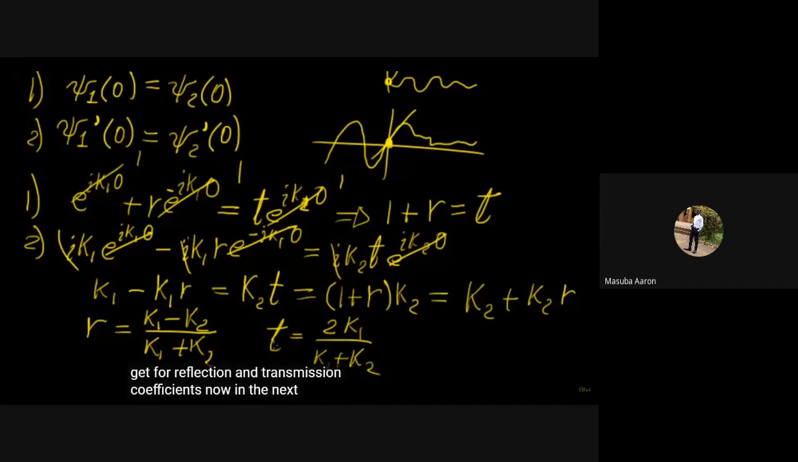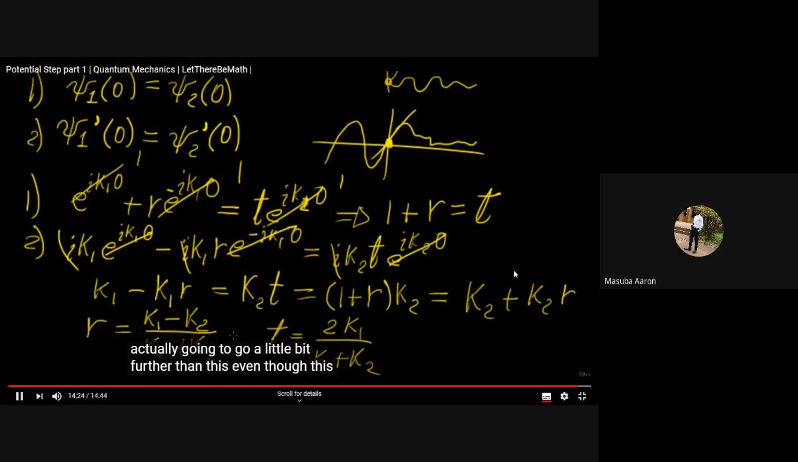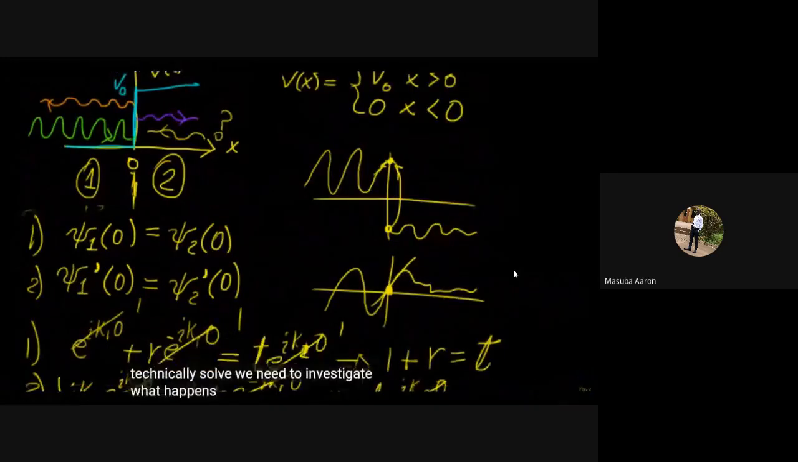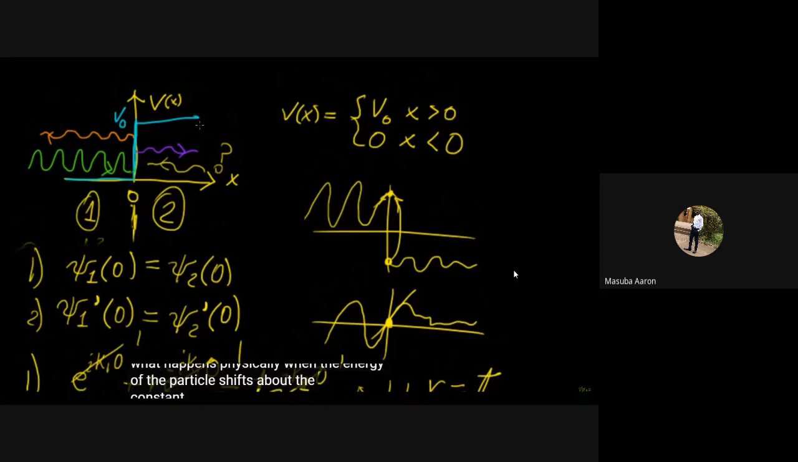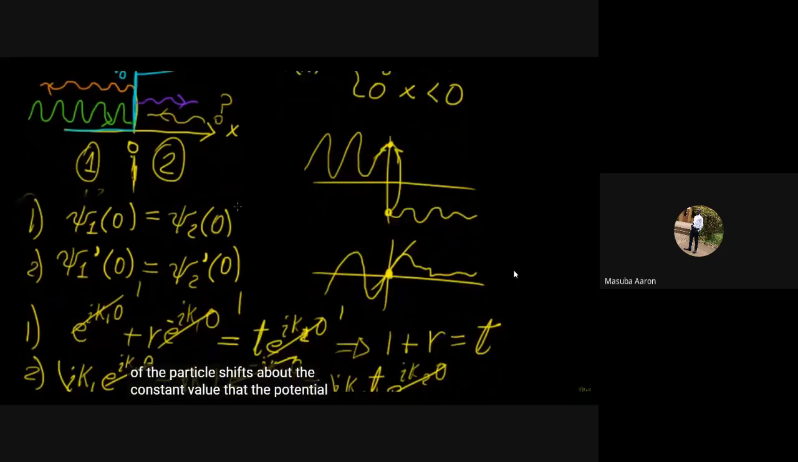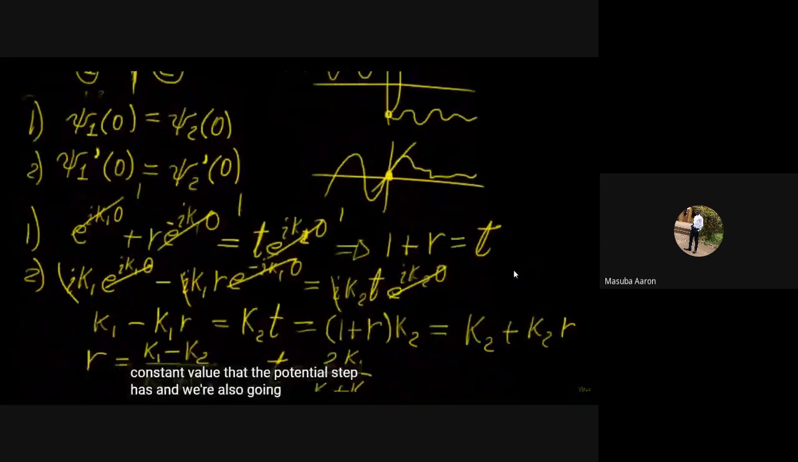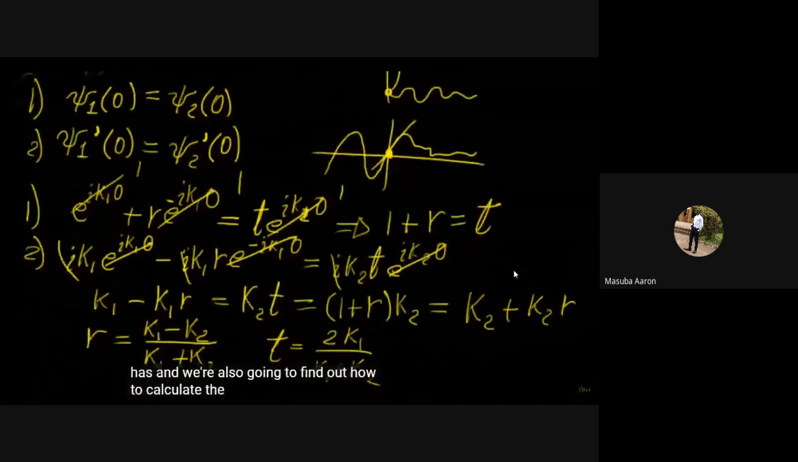Now, in the next video, we're actually going to go a little bit further than this. Even though this is technically solved, we need to investigate what happens physically when the energy of the particle shifts about the constant value that the potential step has. And we're also going to find out how to calculate the total reflectance and transmittance of this system based on these two quantities.